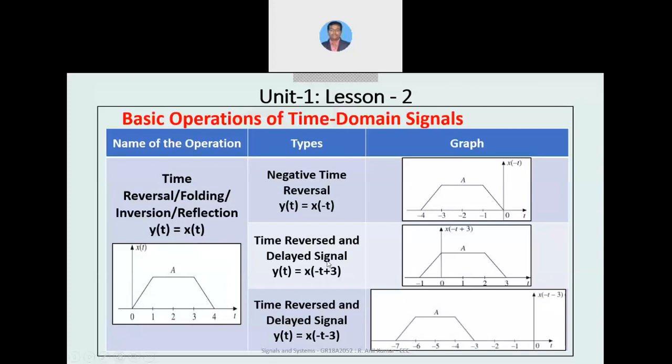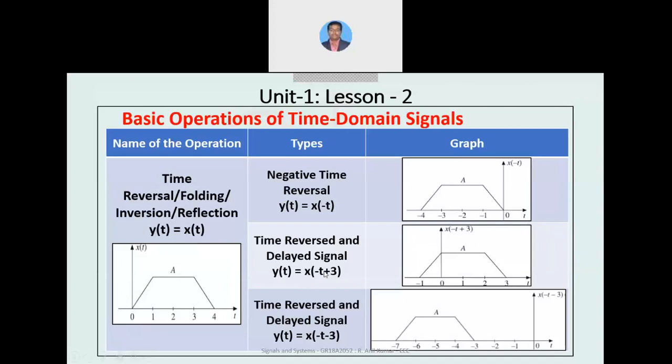Next, it can be considered in three classifications, where the first one is negative time reversal. Y of t is given as x of minus t. So minus t is nothing but a mirror type. The waveform is mirrored in the reverse direction for a given x of t signal. In x of minus t, we can see the graph is shifted to the negative axis, or we can say it is folded. As we already used the word shifted in the previous slide, it is better to use folding or reversal of the given signal.